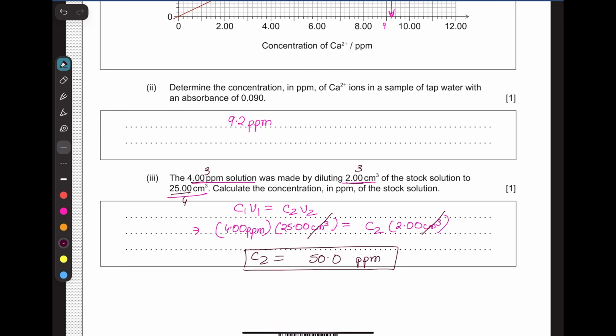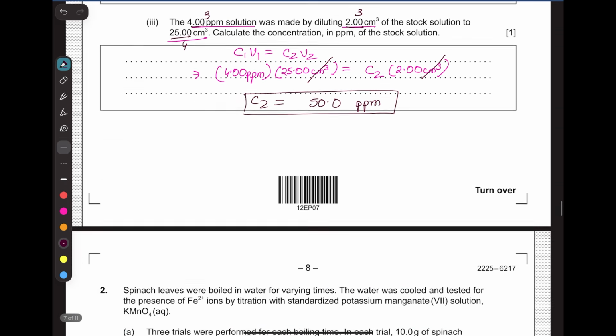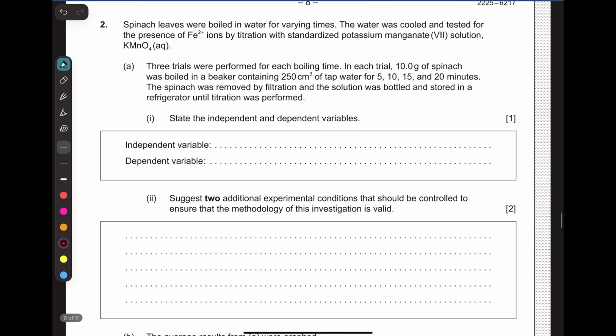This is the concentration. Done. That's the end of question 1. Moving on to question 2, you have spinach leaves.